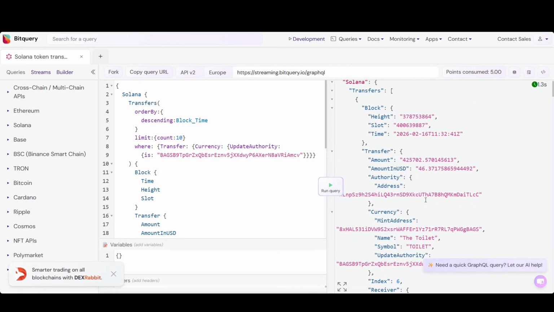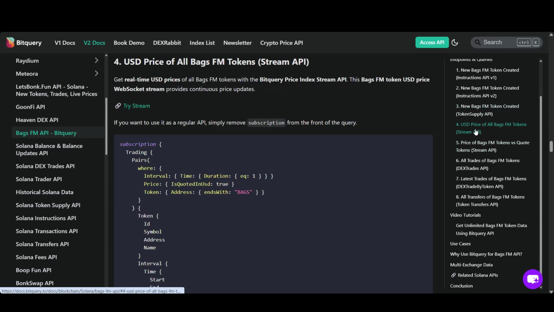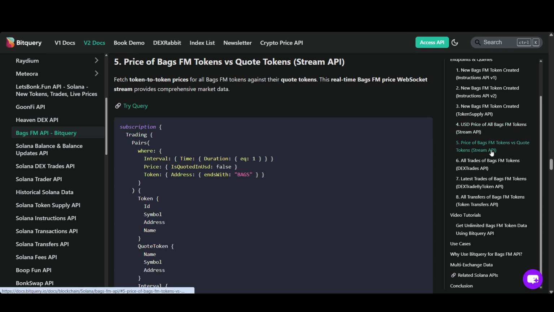and block timestamps. This is essential for tracking token distribution, identifying whale movements, or monitoring airdrops and team allocations for BagsFM tokens. The documentation includes several other powerful APIs: new token creation tracking, real-time USD price streams, specific token pair price feeds. All queries are in the description.